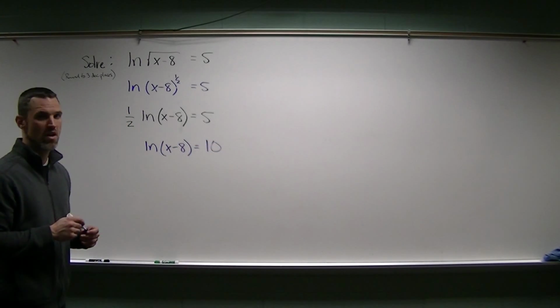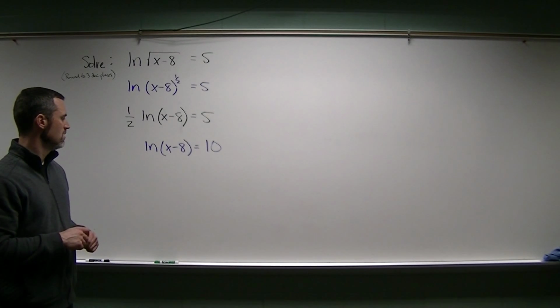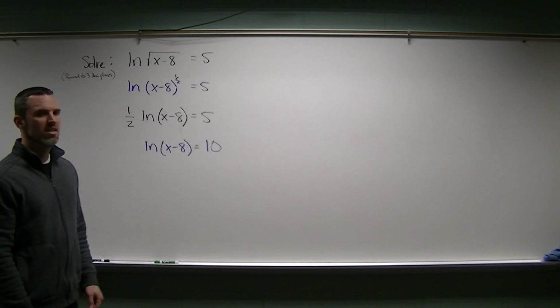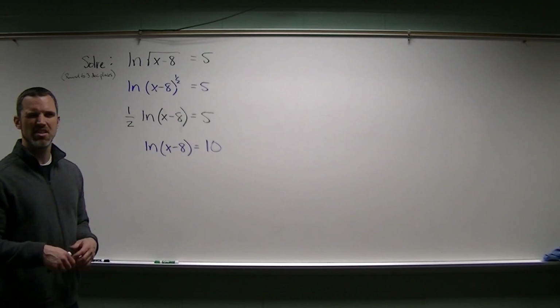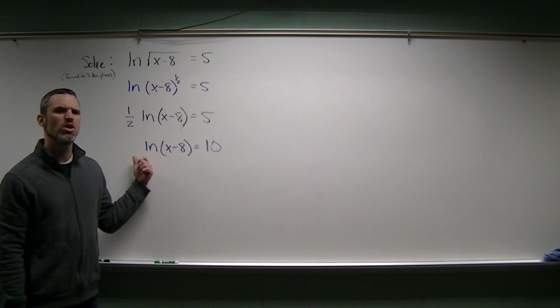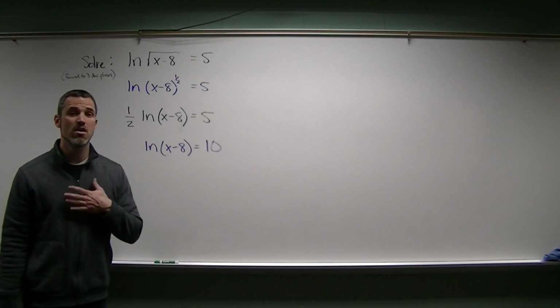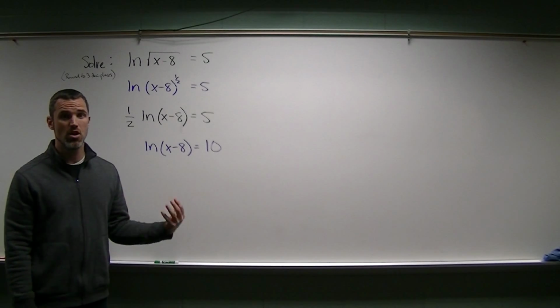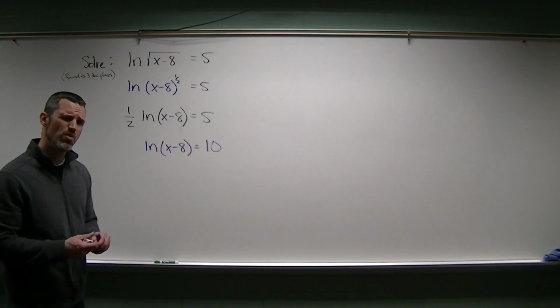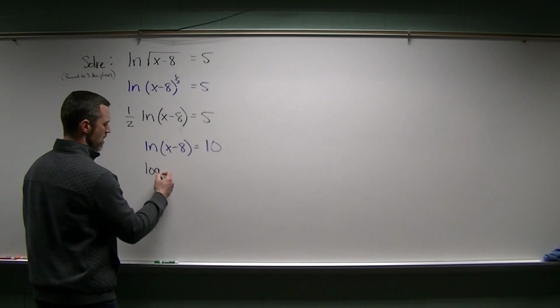The way that I can get rid of multiplying by 1/2 is to multiply by 2. And so I can really do that to both sides. I'm going to multiply both sides by 2. And that would leave me with a natural log of x minus 8 equals 10. You know, 5 multiplied by 2. Subtracting two things that are inside a log, I can't really simplify that.